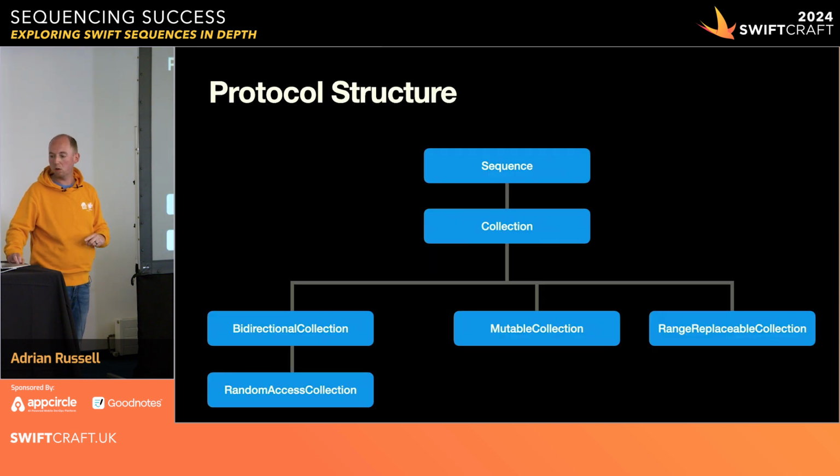Right. So if we just quickly come, because we're going to run through collections quickly, we've seen sequence. We have a structure of what inherits from it. So we have collections, which can become bidirectional and random access collections, which we'll cover. And then we also have mutable and range replaceable collections, which add some concept of mutability to collections, but we're not going to cover them today.